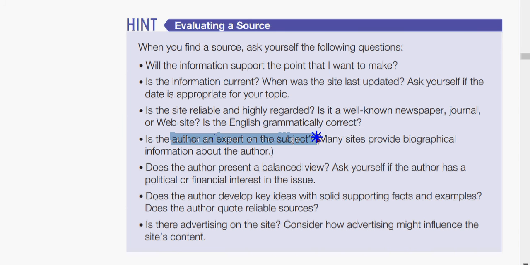Is the author an expert on the subject? Now, this is harder to determine, but still very useful. How do you know that this guy really knows what he's talking about? A lot of times you'll start your paper with very hard facts, numbers, statistics. Then as you go on, you'll start to make more statements that are harder to support, but are still very useful, especially if an expert.